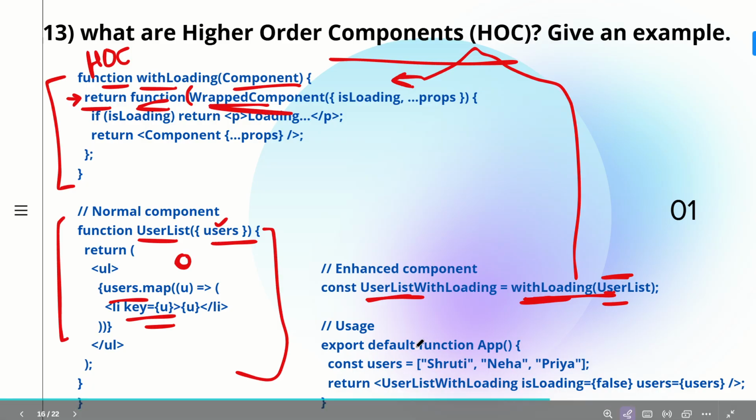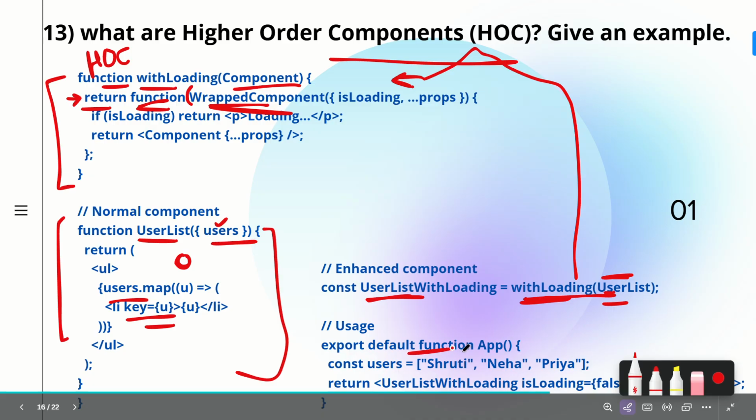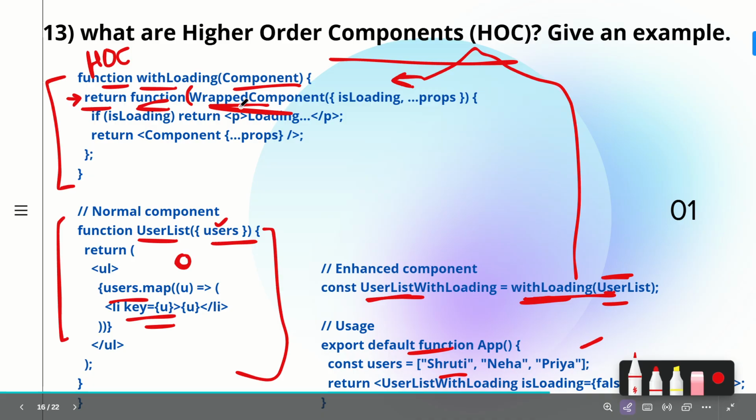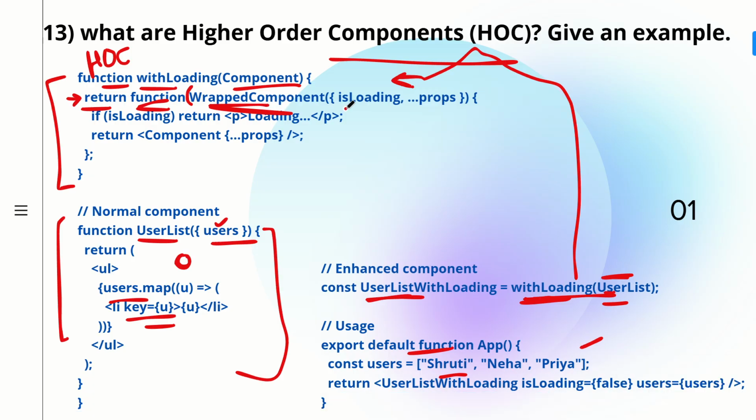Now let's see what is happening. This is our App component, and here we have a list of users, and then we are using UserListWithLoading. What is UserListWithLoading? It is a functional component, in which WrappedComponent is expecting props, something called isLoading, and whatever the remaining part is, like ...props.